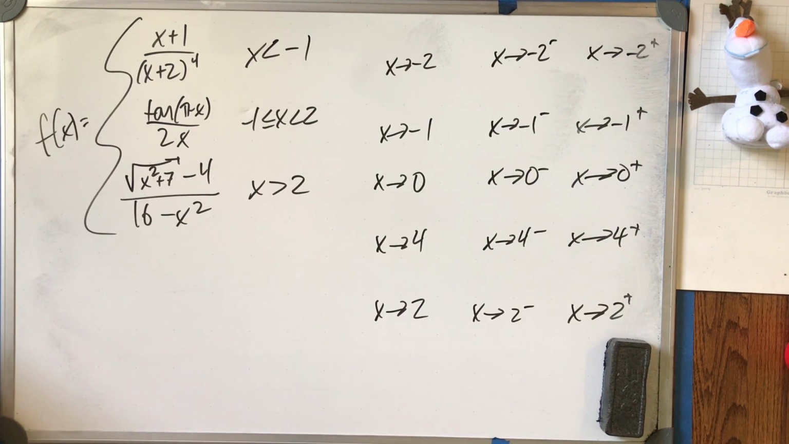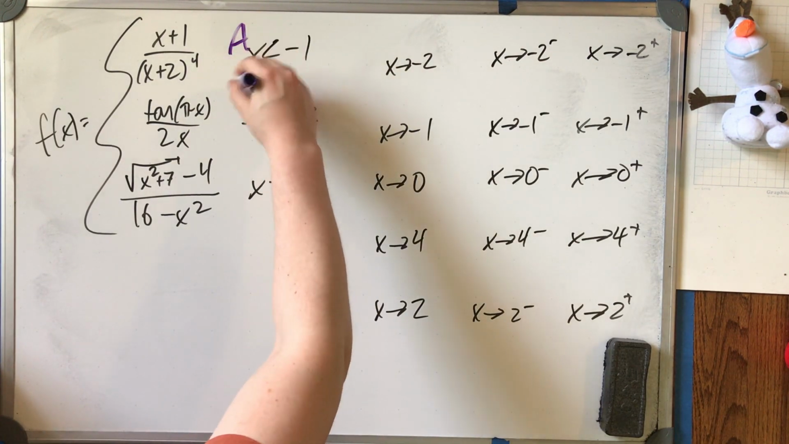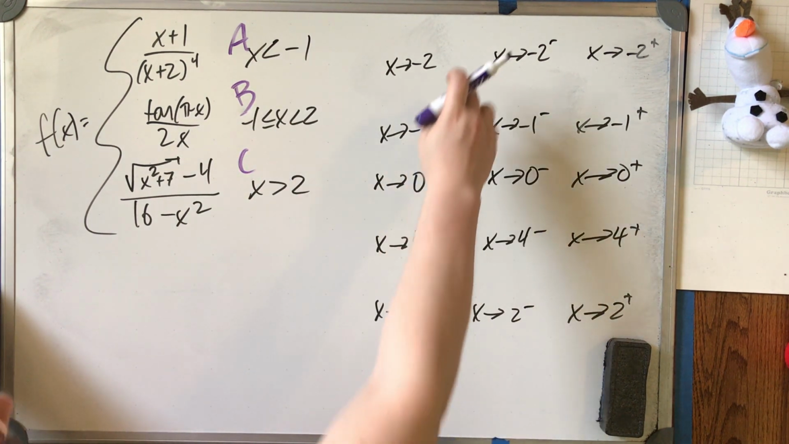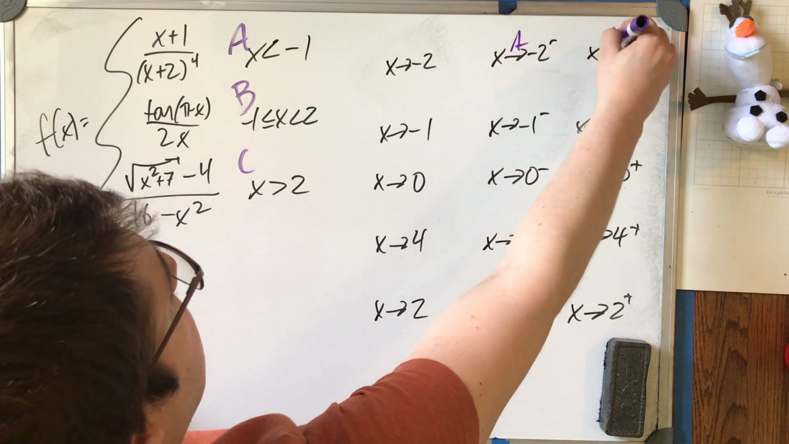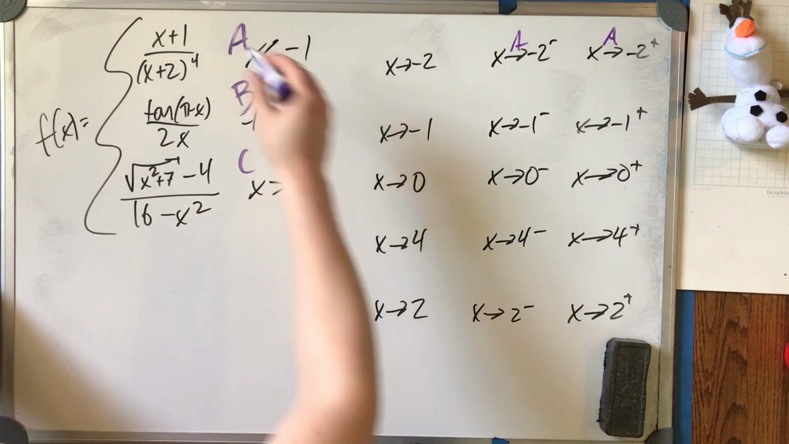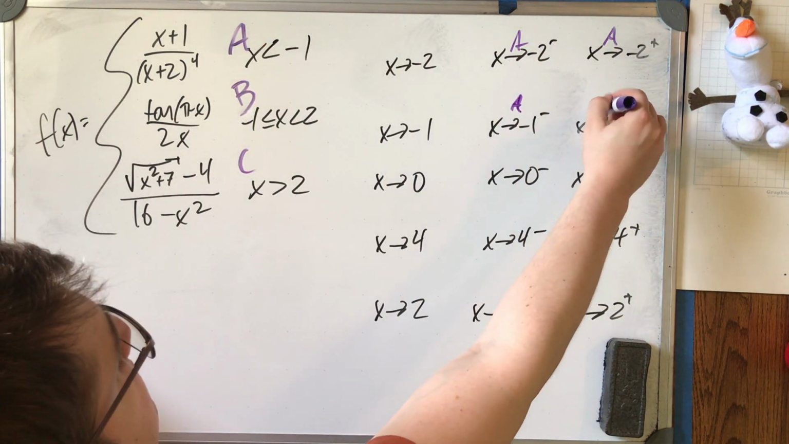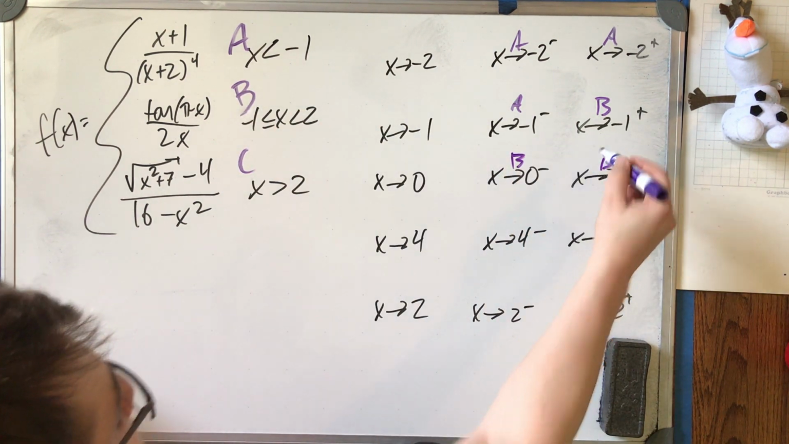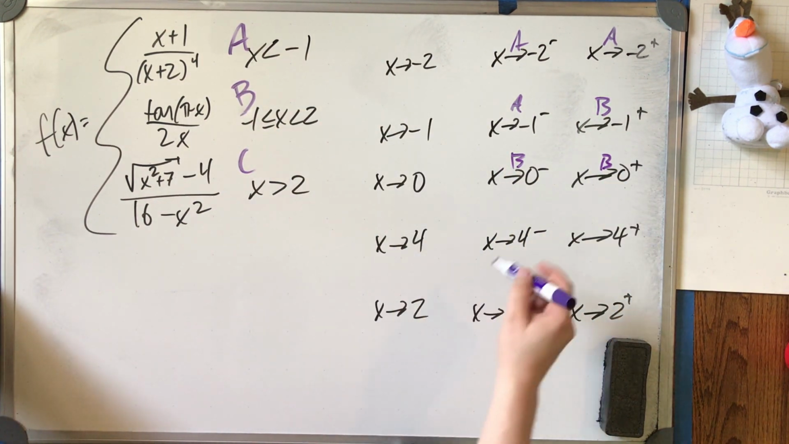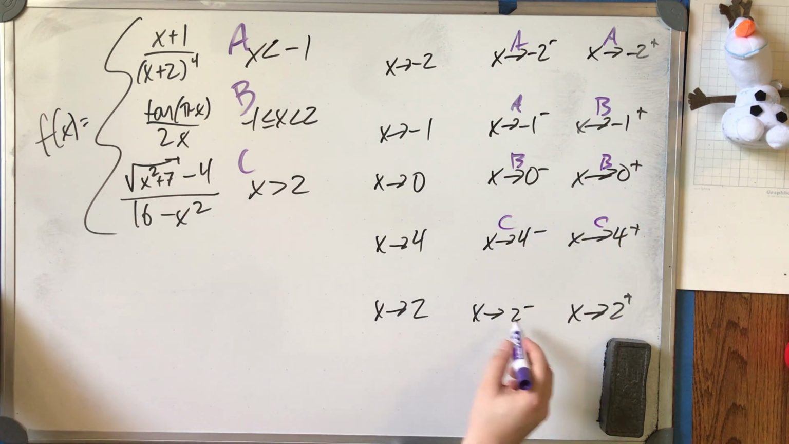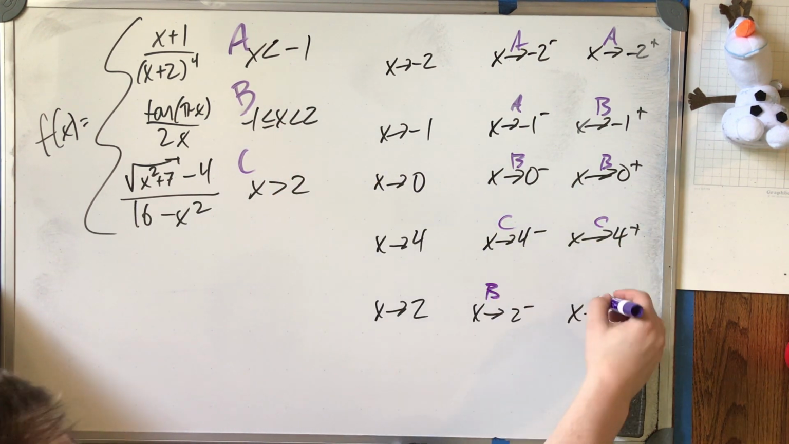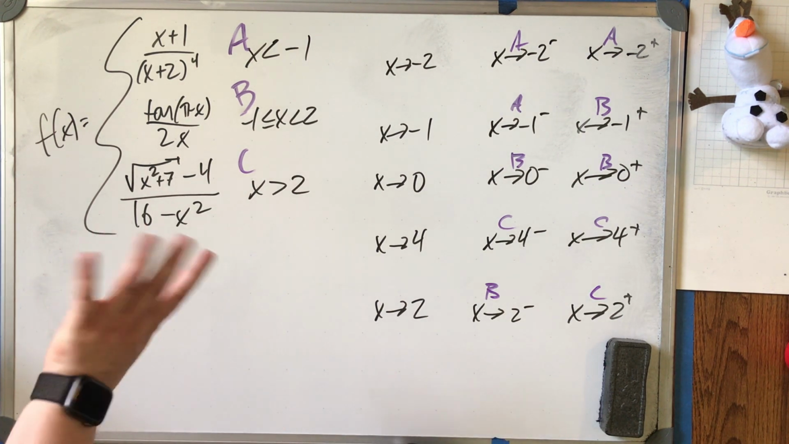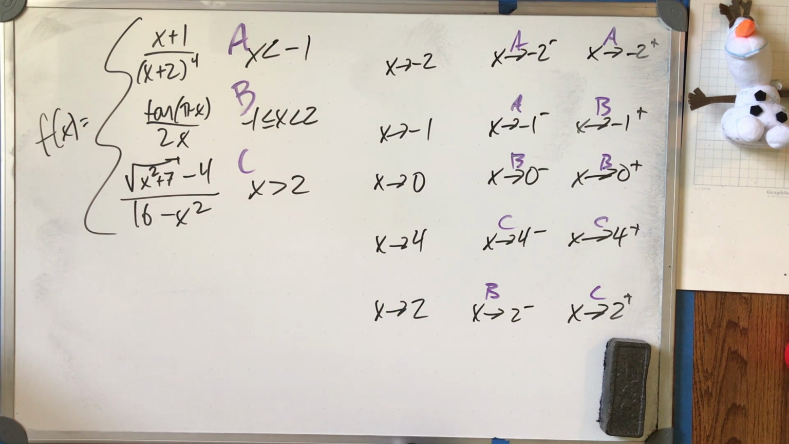All right, as per usual, first thing I'm going to do is just come in and label these A, B, and C, and then look over here to see where these intervals fall. So for these ones, they both fall in A. -1 from the left is in A, -1 from the right is in B. Zero is firmly in B for both of these ones. 4 is very firmly in C for both of them. 2 from the left is in B, 2 from the right is in C. So again, that's just to help us so we don't have to pay attention to as much things later on.